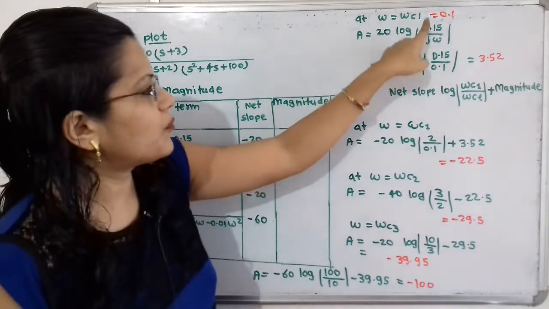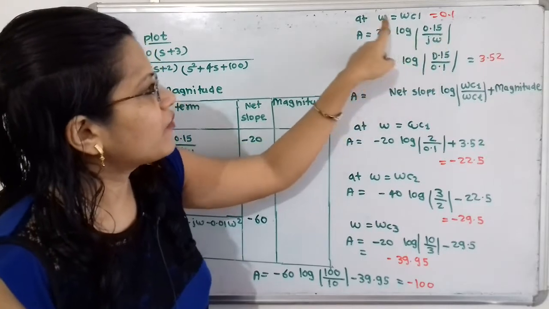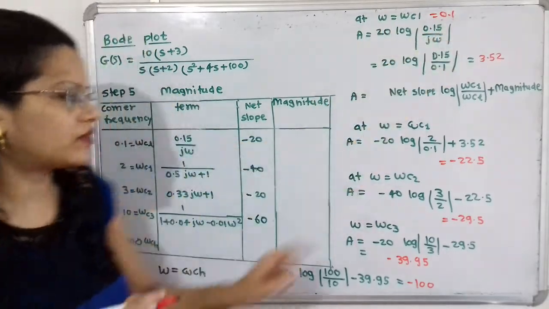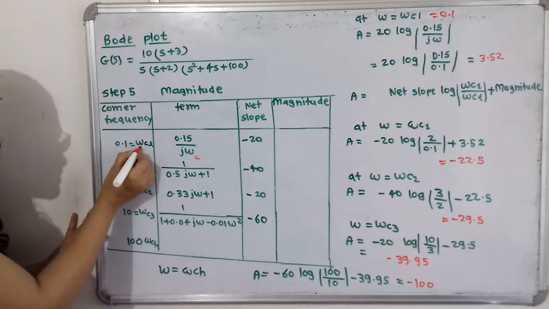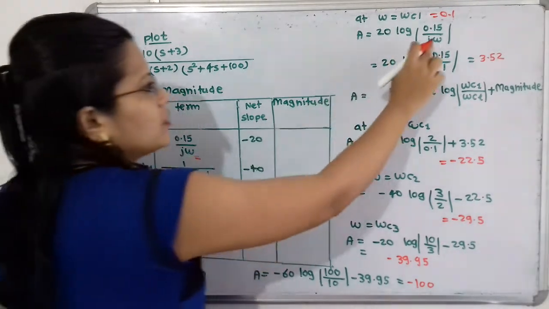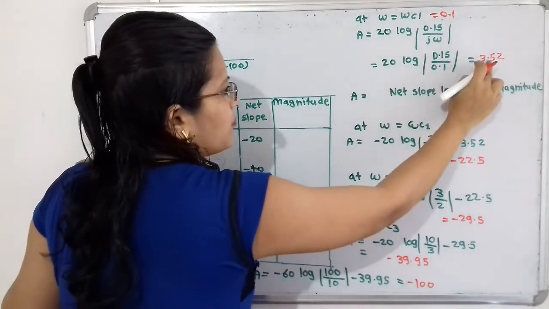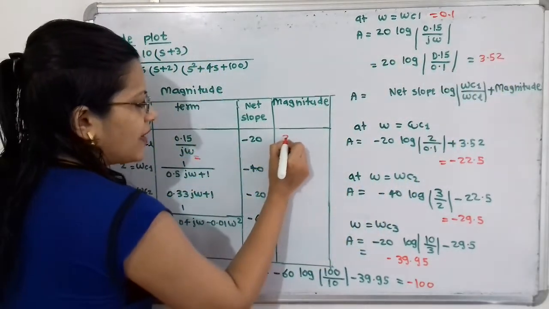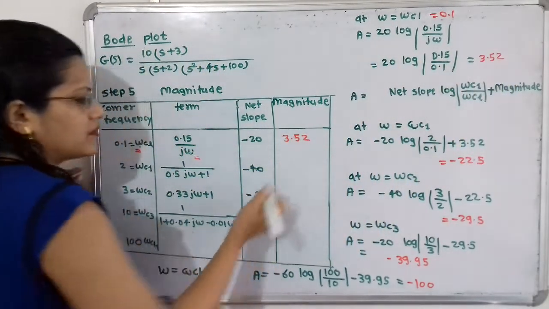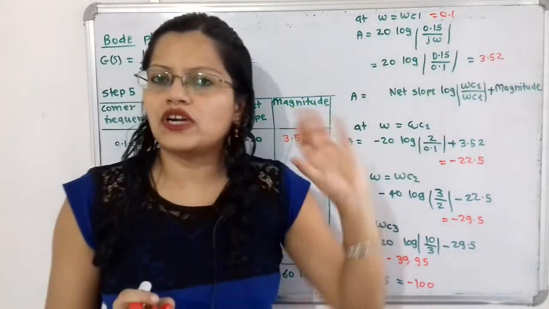So here 0.15 by j omega, that is, for this j omega we have to consider the lowest corner frequency. So remember, for this term here is the lowest corner frequency 0.1. So if I take here 0.1, then calculation is 3.52. So this 3.52 is magnitude. So I will mention magnitude here. Now this is the formula for the first term only.